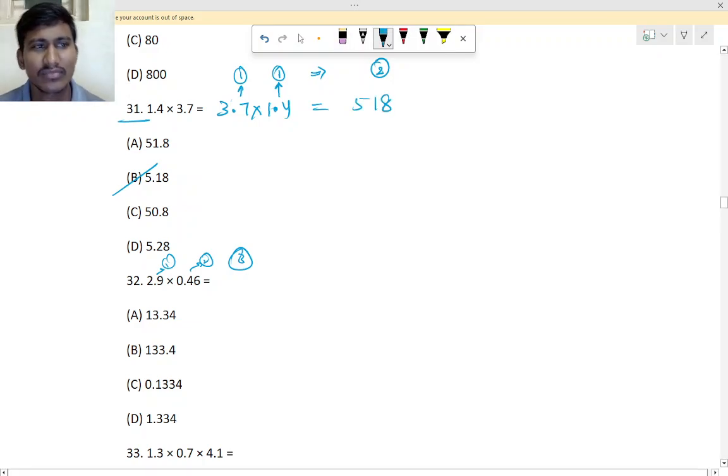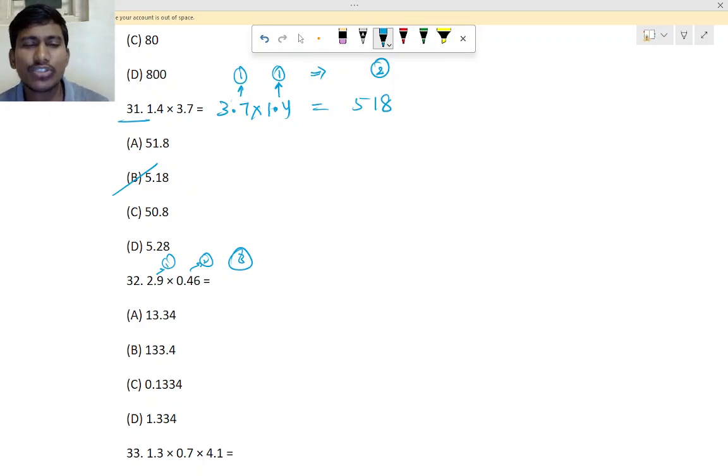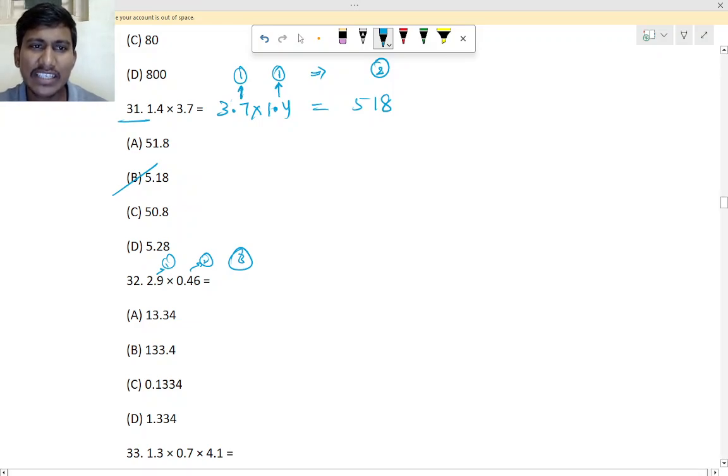33, 34 is also same. So here 31 you did it, right? So that is the answer, right? Then you take 1 decimal place here, 1 decimal place. Total how many decimal places? 2. So 2 decimal places if you give, what will be the answer? 5.18, like that. Okay?